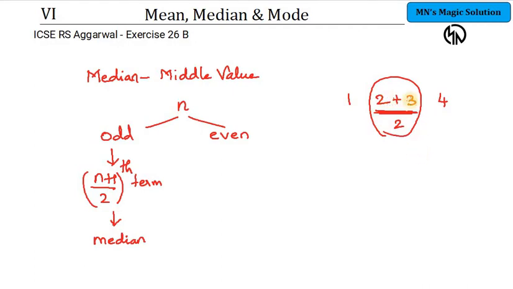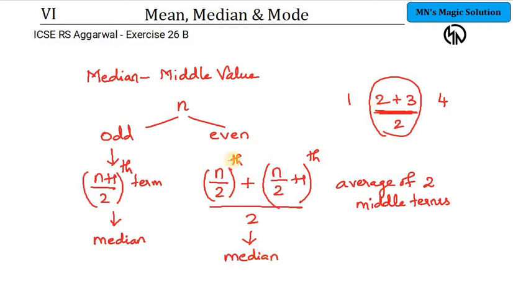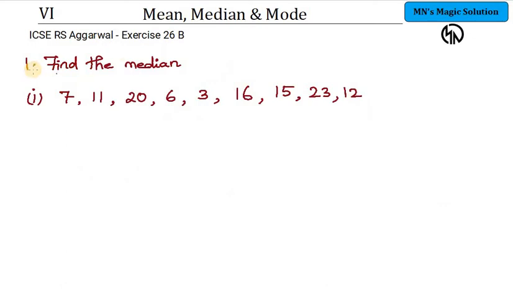What is it? You have to find the middle 2 datas. So what will that be? It will be the n by 2th term and the n by 2 plus 1, that is the next term. These terms you have to add and divide by 2. That is, we are finding the average of the 2 middle terms in this even set of data. After adding and dividing by 2, the answer you obtain is the median for this even number of datas. Let us go for question number 1.